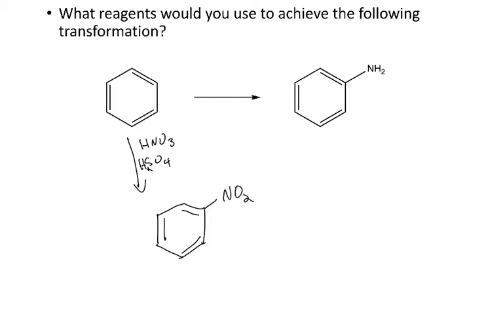And then to reduce that, we're going to use iron with HCl in the first step, and then hit it with sodium hydroxide. And in this step, we could have used either iron or zinc.